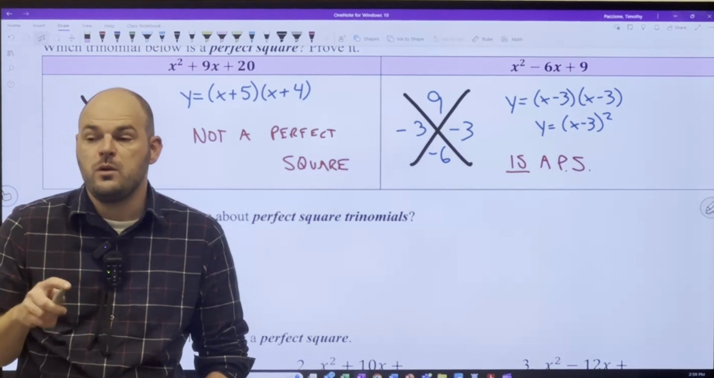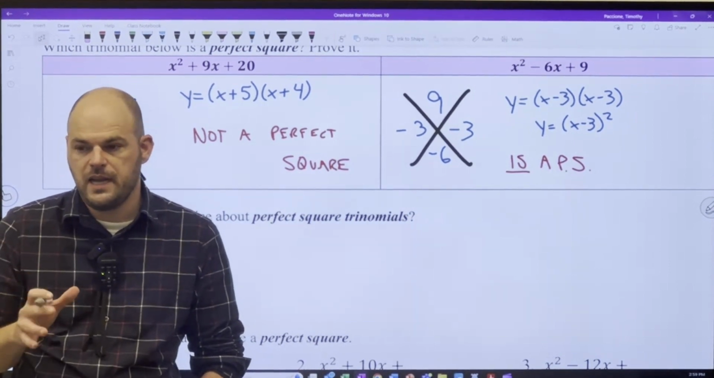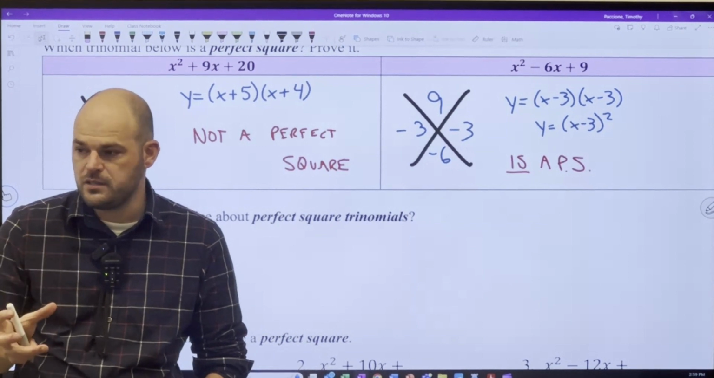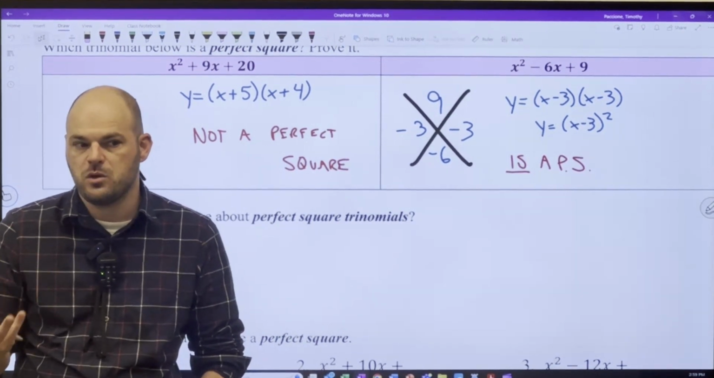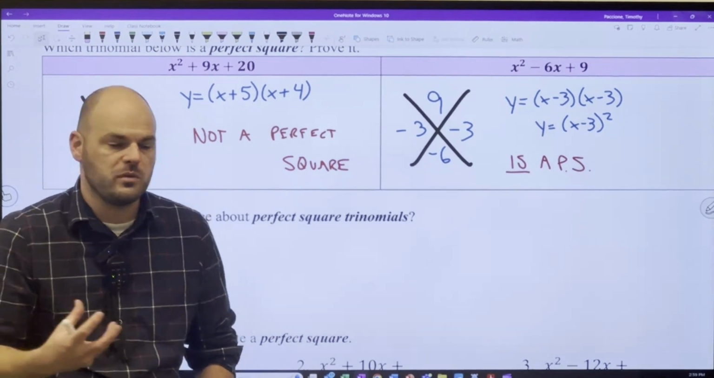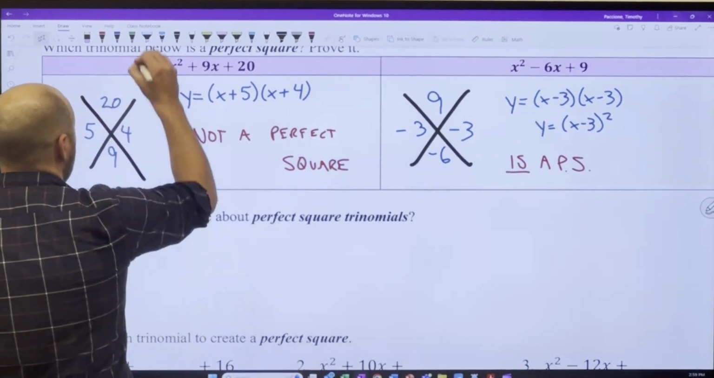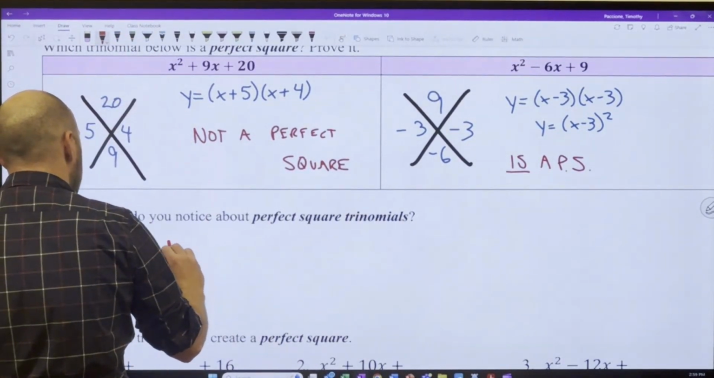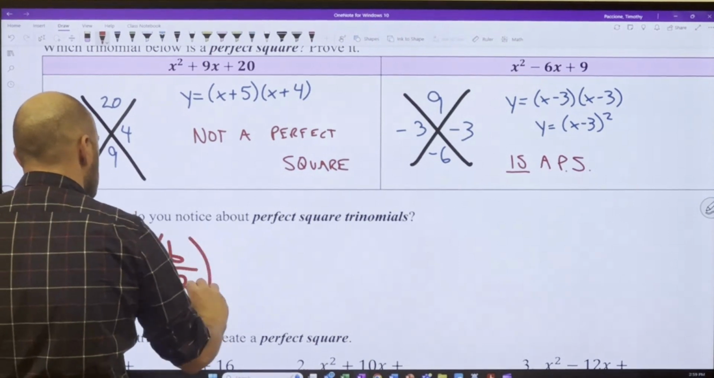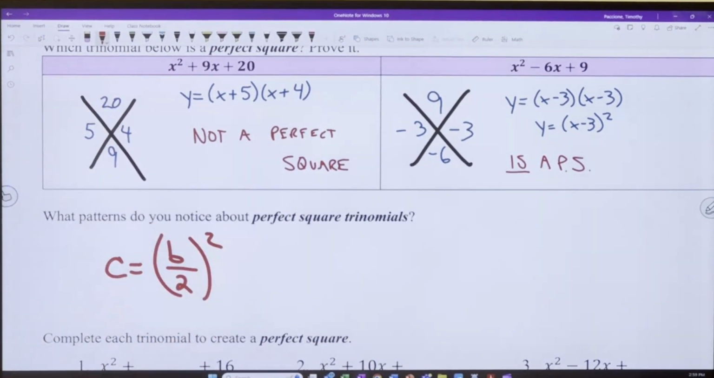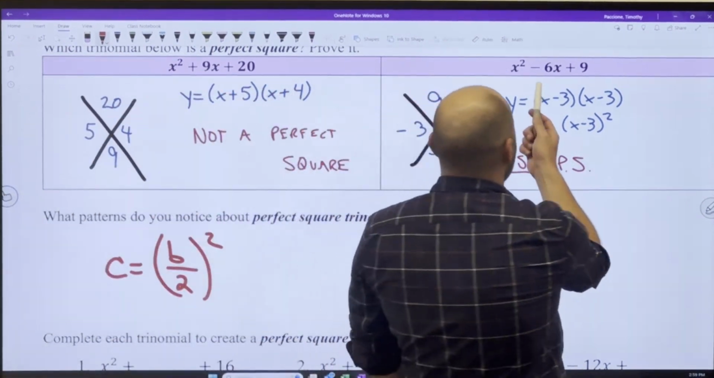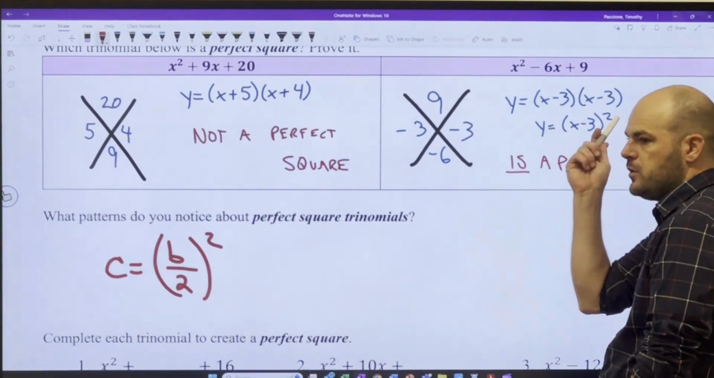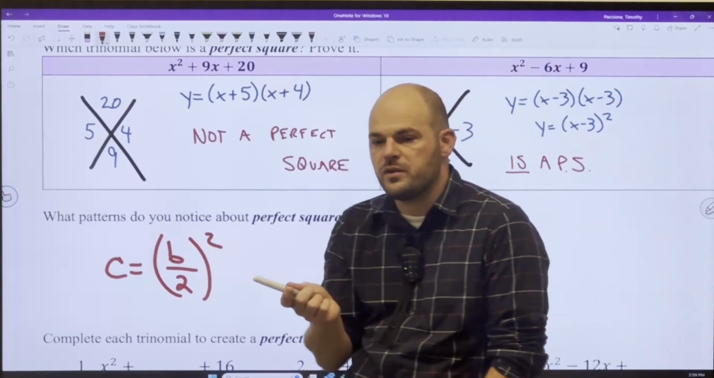Okay? So when you have a b value, and then you divide it by 2 and you square it, and you get your c value, that's a perfect square. So that is a formula that we want to know. Your c value equals b divided by 2 squared anytime you have a perfect square. You take your b, divide it by 2, square it, you have your c. Negative 6 divided by 2 is negative 3. Negative 3 squared is 9. And that's always going to be true with a perfect square trinomial.